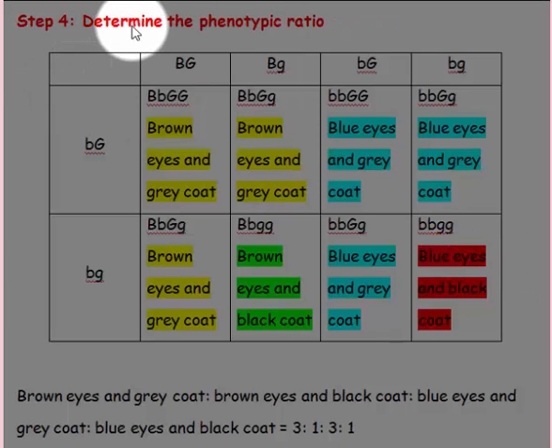Step 4. Determine the phenotypic ratio. Now we have 3 brown eyes and gray coat, 3 blue eyes and gray coat, 1 brown eyes and black coat, and 1 blue eyes and black coat. So the phenotypic ratio of brown eyes and gray coat to brown eyes and black coat to blue eyes and gray coat to blue eyes and black coat is 3:1:3:1.